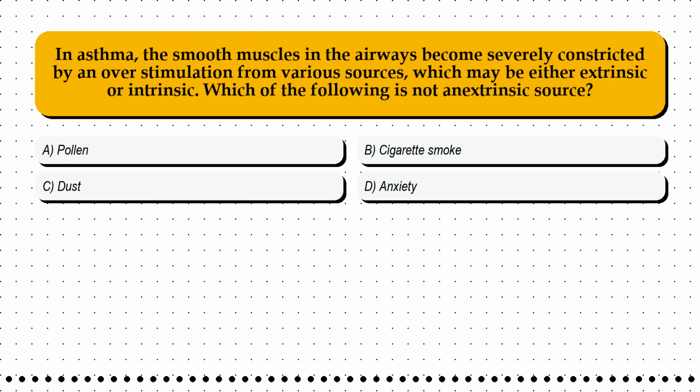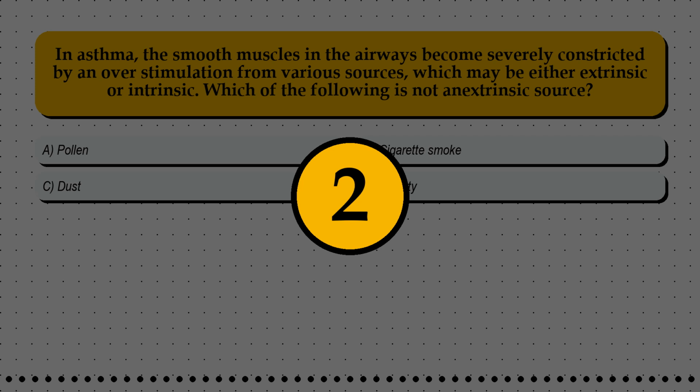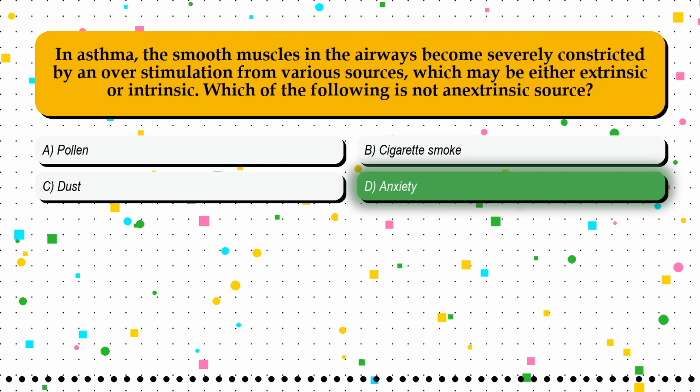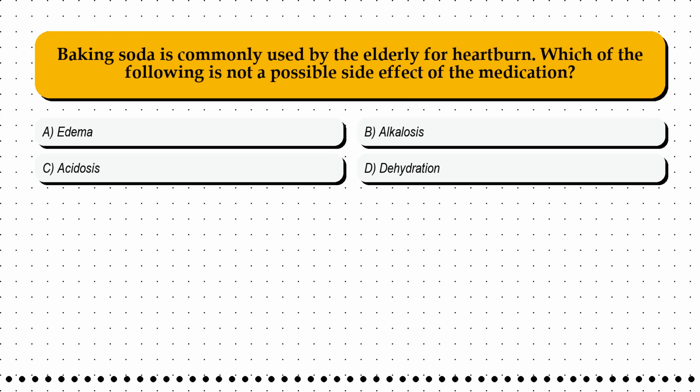Aspiration. Question 117. In asthma, the smooth muscles in the airways become severely constricted by an overstimulation from various sources, which may be either extrinsic or intrinsic. Which of the following is not an extrinsic source? Option A, Pollen. Option B, Cigarette smoke. Option C, Dust. Option D, Anxiety. The correct answer is option D, Anxiety.